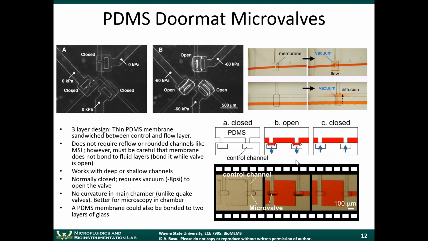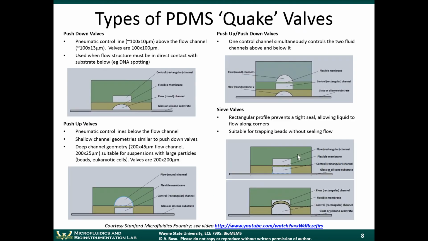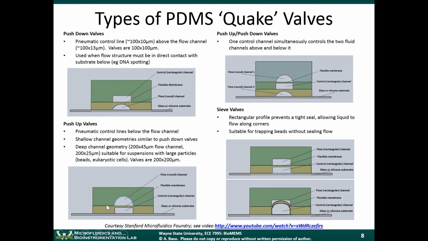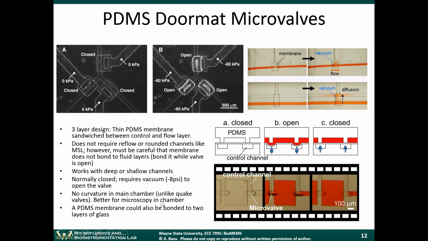So let's talk about different types of valves, just to give you an idea that there are some variations to the standard Quake valves that have become so popular. One of the challenges with Quake valves is that if you want to get a good seal, you have to get this rounded profile, which means you have to reflow your photoresist.